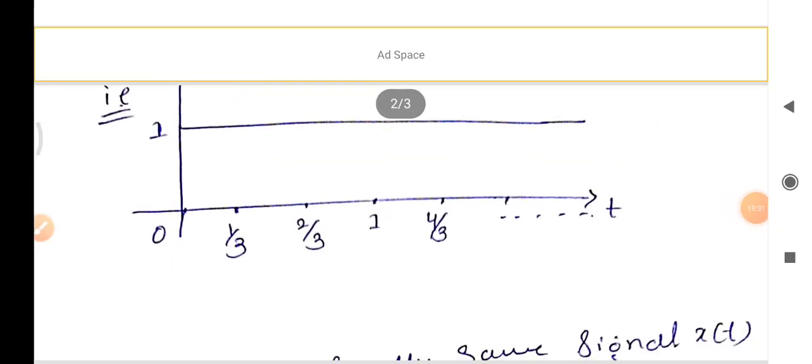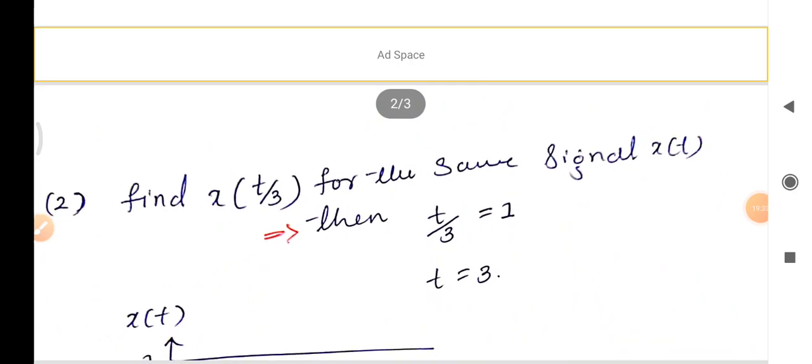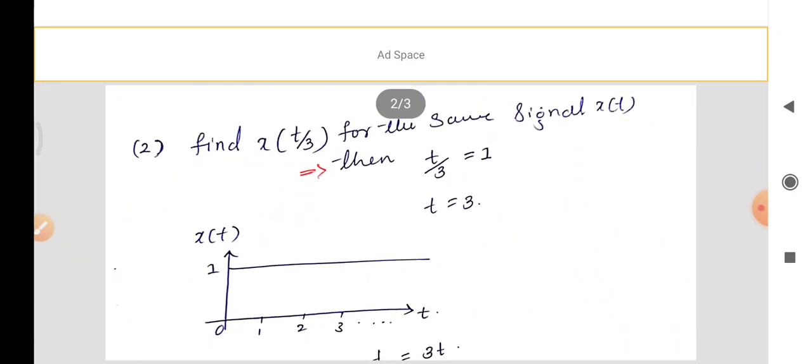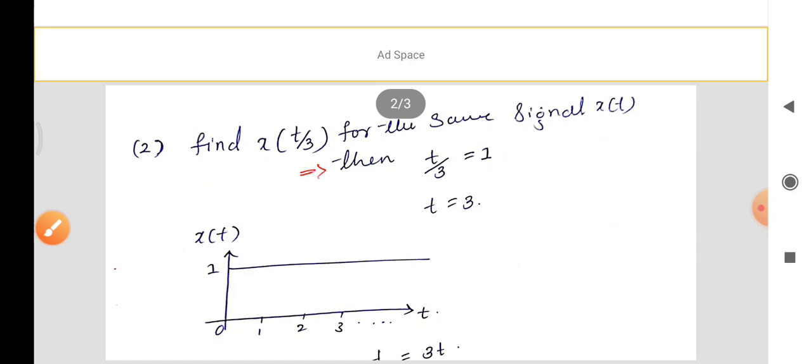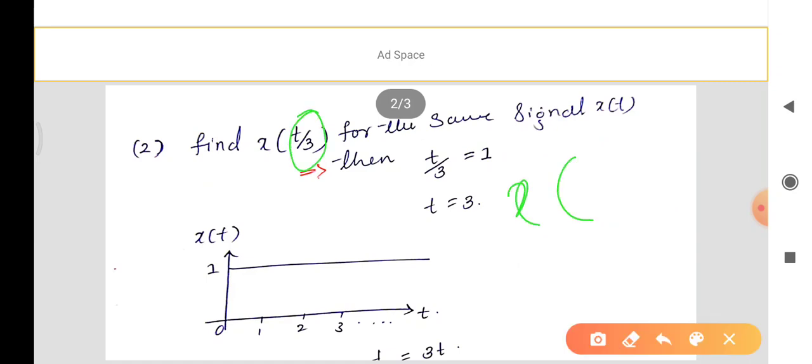Now we'll take another example. Let's solve this: find x of t by 3 for the same signal x of t. x of t was our unit step signal. For that, whatever argument they have asked, just take it; it is t by 3. So equate it to 1. Then t will be equal to 3 seconds.